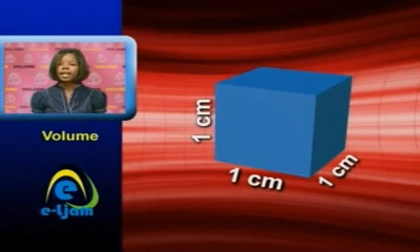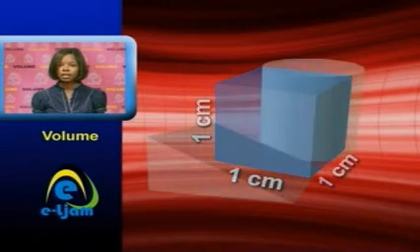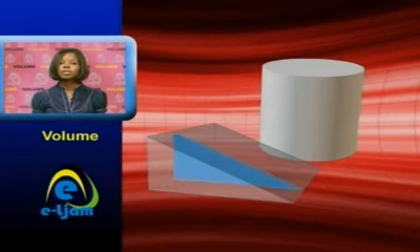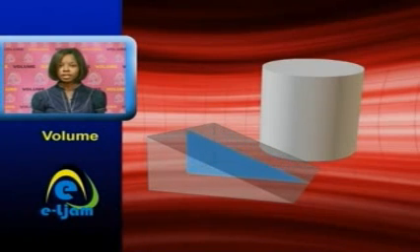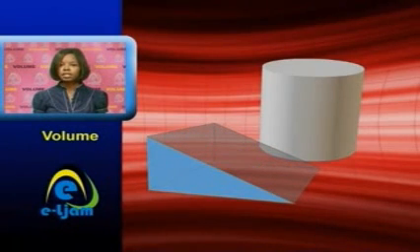But first, let me ask, what is a prism? A prism is a solid which has a uniform or constant cross-section. That means that the shape and size of the cross-section does not change. The cross-section is usually taken as the base.